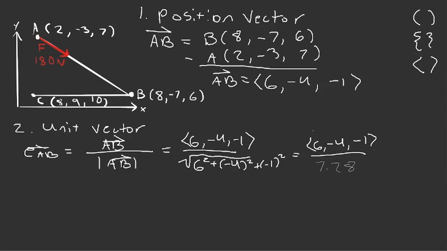And now all we're going to do is divide each component, 6, -4, and -1, by 7.28. And I guess I'll just go ahead and do that. 0.82, 0.55, just rounding here. And our last one is going to be 0.14. And that is going to be our unit vector.